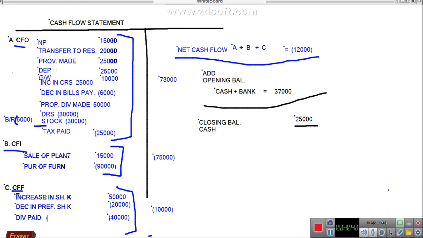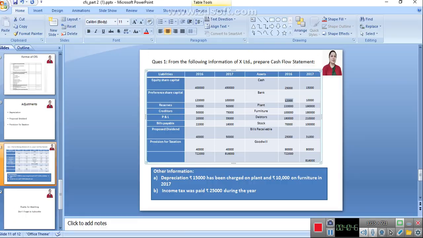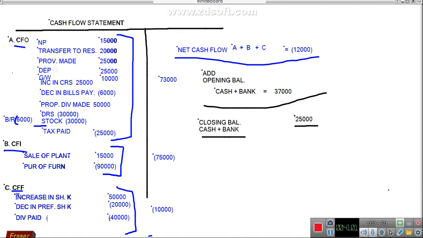Now check whether this 25,000 is matching with the closing balance of cash and cash equivalents or not. So now you have to match whether this is matching with the closing balance of cash and cash equivalent given in the balance sheet or not. Now here you can see 15,000 is cash balance in 2017 and 10,000 is bank balance in 2017. So collectively it is 25,000. Now you can see here it is 25,000.